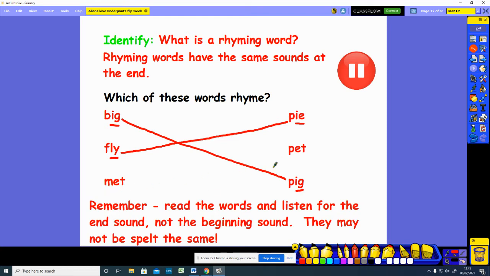Met, pet. They rhyme as well. They both end with et. So met and pet rhyme too. Well done if you got those right, especially fly and pie, because I put those in to trick you. Well done if you realised that they are rhyming words.